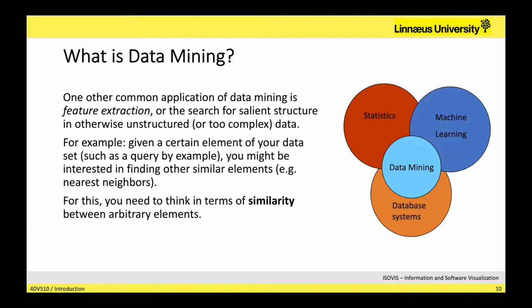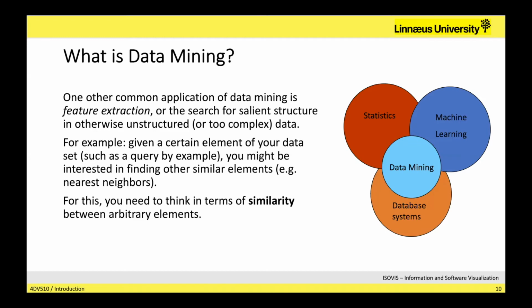And for example, I say here that given a certain element, you might be interested in finding other similar elements or nearest neighbors. So you're trying to extract these little bits of information that are in the data but are hidden away, and then you can, for example, look for nearest neighbors of points, and that will give you a lot more information in order to do some other stuff with the data. In this case, it's more like a query by example, right?